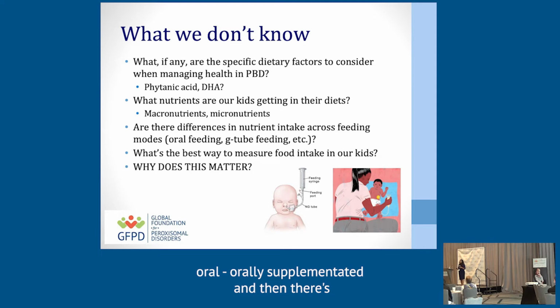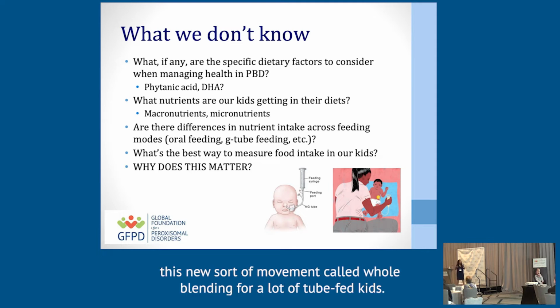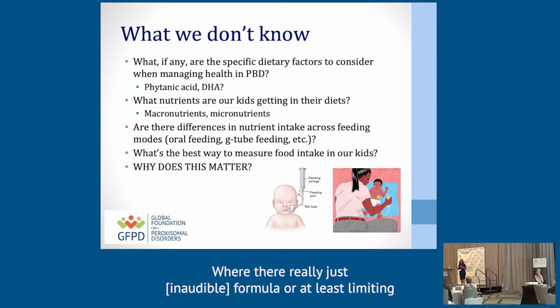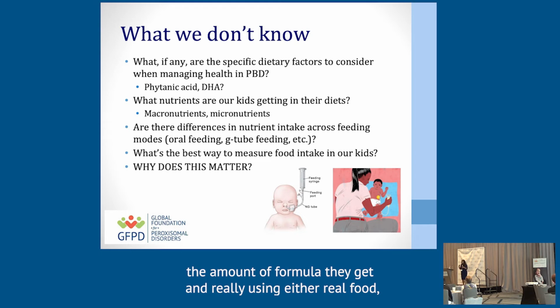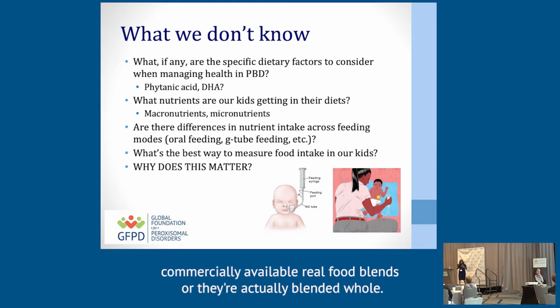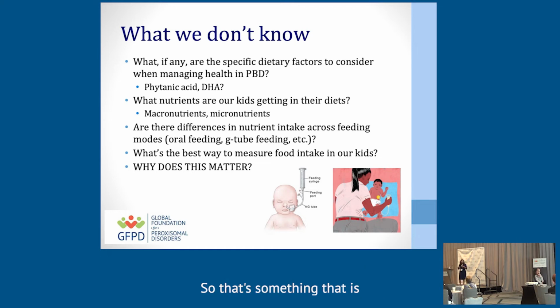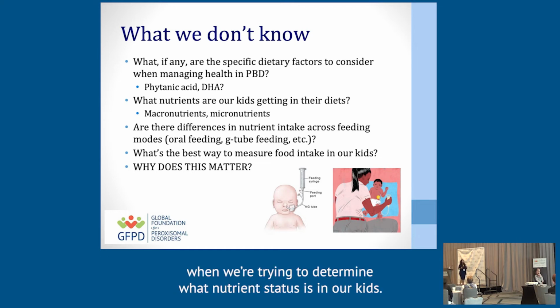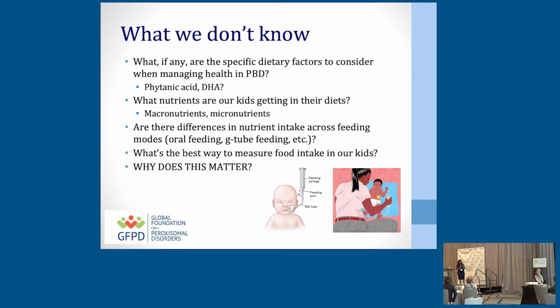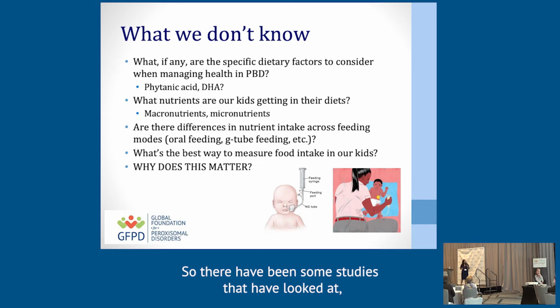oral food supplemented, and then there's this new movement towards home blending for a lot of tube-fed kids, where they're really just eschewing formula, or at least limiting the amount of formula they get, and really using either real food, commercially available real food blends, or they're actually blending at home. So that's something that needs to be taken into consideration when we're trying to determine what nutrient status is in our kids.